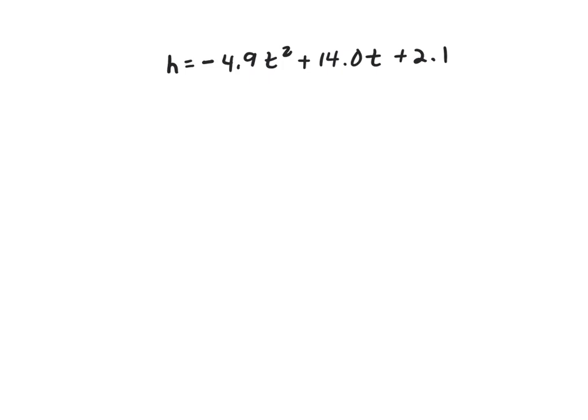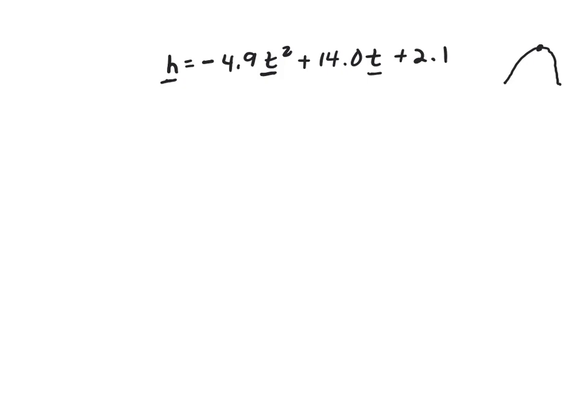This equation represents the height an object is above ground after t seconds. It's a quadratic equation, and the shape of the graph would be like this. It reaches a maximum and then it goes back down. But the problem says, how long will it take for the rocket to hit the ground? How many feet above ground is the rocket when it hits it?